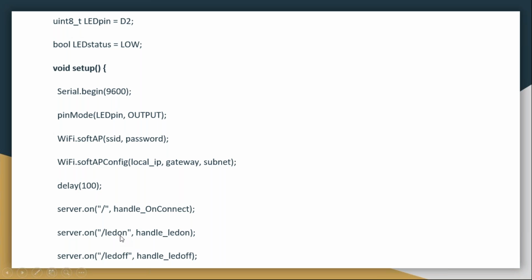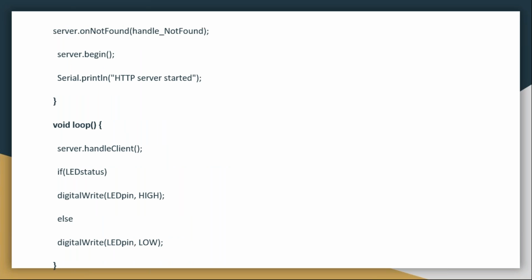This is the main loop, just like a normal microcontroller code. In any microcontroller, we set up the main function. This is the main function of the Arduino IDE, so here we have to define our whole logic. We call the server.handleClient function, and if LED status, digitalWrite pin HIGH, depending on the status, it will show high or low accordingly.